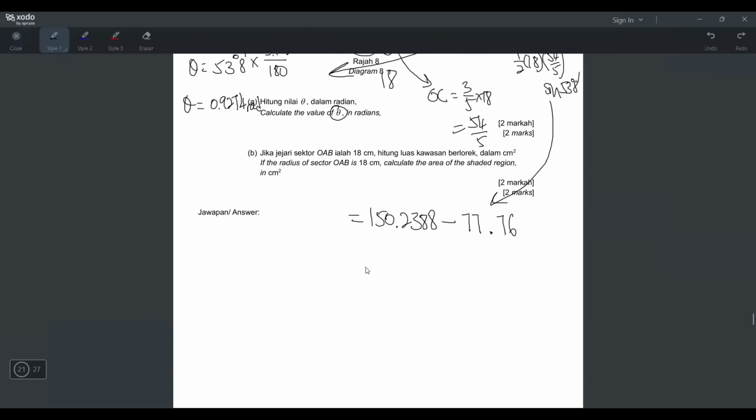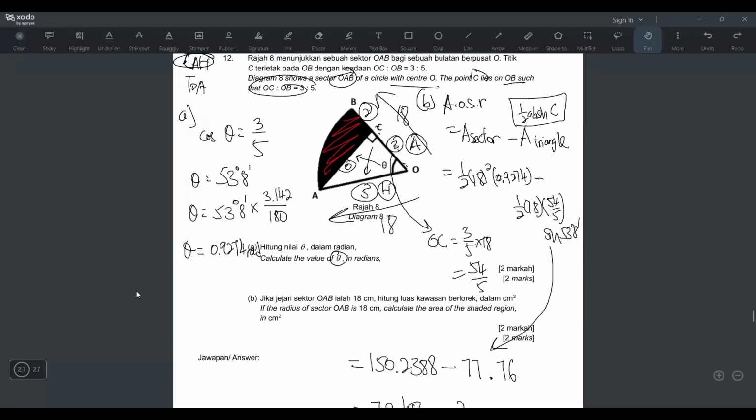Now I will use the answer button. I will press 150.2388 minus answer. So let's press 150.2388 minus answer. Okay, my calculator gives me 72.4748, because the next digit is 5, so you round off. If you write in 4 significant figures, this is the answer, cm square, right? Okay, that's done. This is correct.